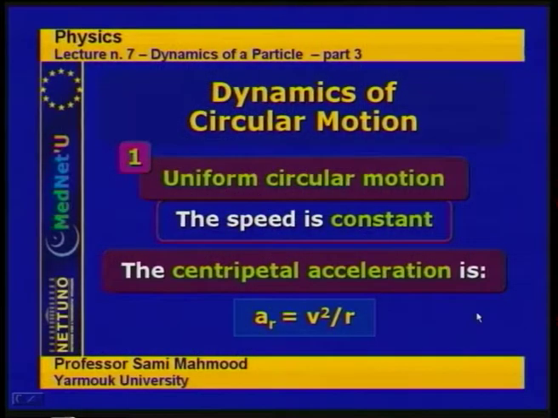This object moving uniformly, although this name could be misleading, uniformly meaning with a constant speed, with a constant magnitude of the velocity around the circular path, is accelerated. It could sound strange to say that such an object which is moving with a constant speed is accelerated. Actually, it's not that strange, because we have to remember that the velocity is a vector.